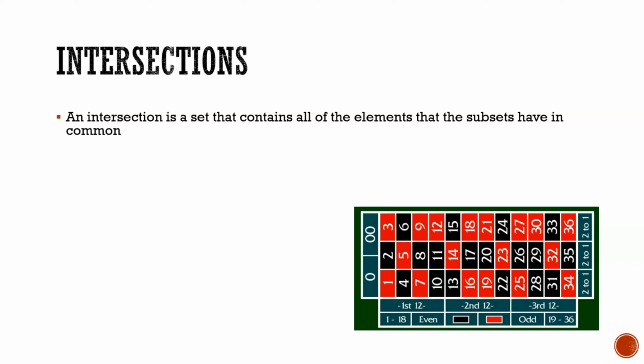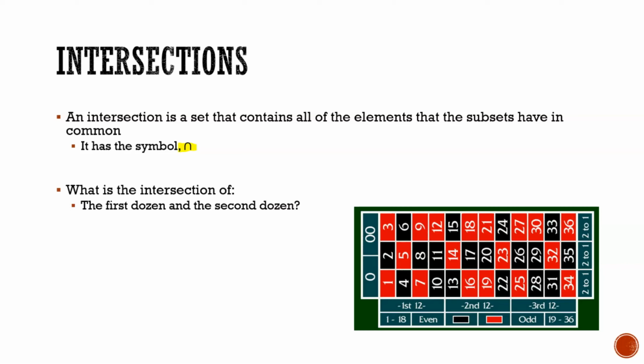An intersection is a set that contains all of the elements that the subsets have in common. This symbol is what looks like a reflection of a union symbol. This symbol here represents an intersection. What is the intersection of the first dozen and the second dozen? If an intersection is a set that contains all of the elements that they have in common, then I would have to find what does the first dozen have in common with the second dozen. In this case, there is no overlap. If there is no overlap, then there is no intersection, and the answer would be none.